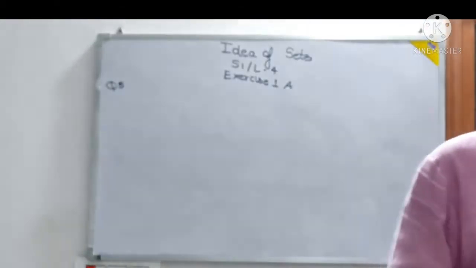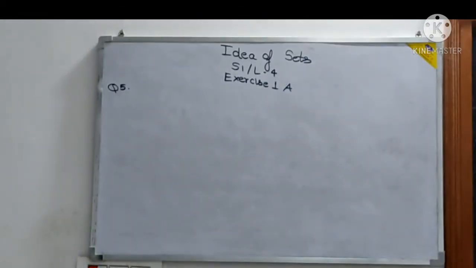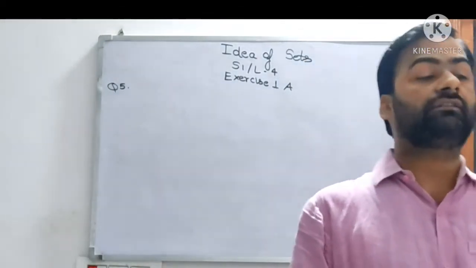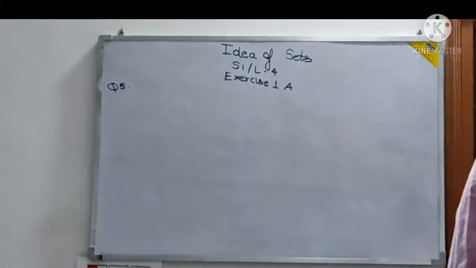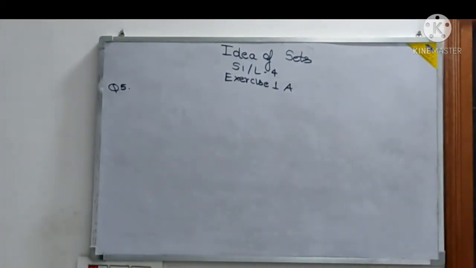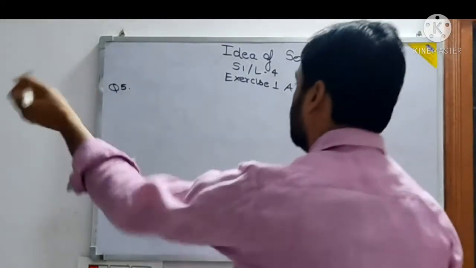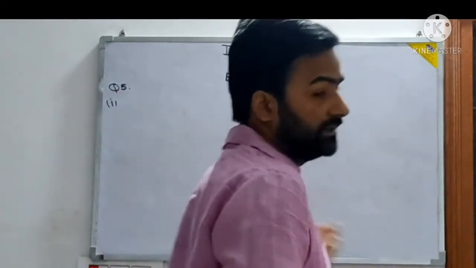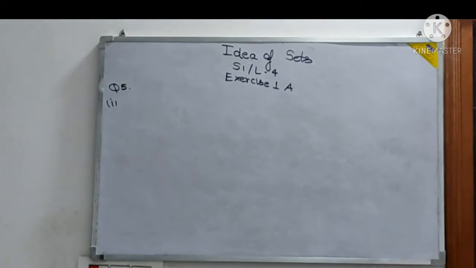In question number 5 it says, express each of the following into tabular and set builder form. That means both of the forms that we have studied, we have to express these statements into set builder as well as tabular form. So let's see the first part. I'll write the set builder and tabular in both the columns.